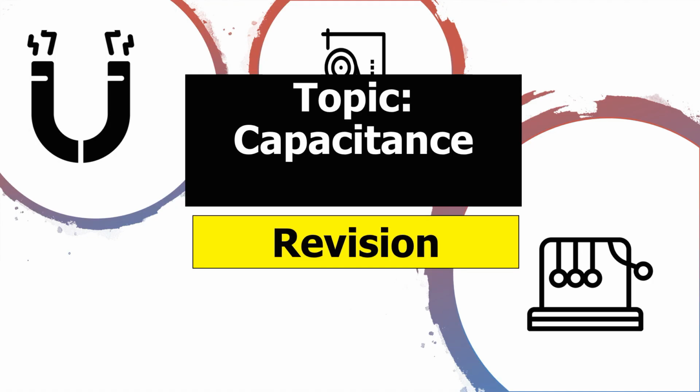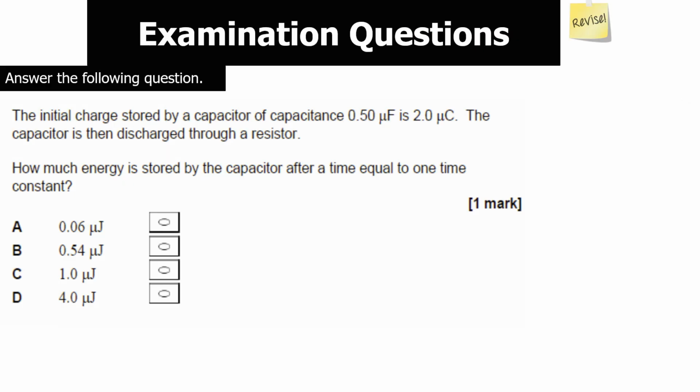Right, we'll now have a look at some questions concerning capacitance. So, the initial charge stored by a capacitor of capacitance 0.50 microfarads is 2 microcoulombs. The capacitor is then discharged through a resistor. How much energy is stored by the capacitor after a time equal to one time constant? So pause the video now, then unpause the video when you want to go through your answer.